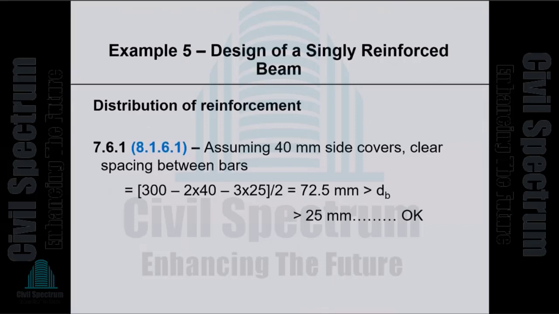Okay, now the crack control, the spacing of reinforcement. Assuming 40 millimeter side covers, clear spacing between bars that we have provided. We have a 300 millimeter wide section. We have two clear covers of 40 millimeters, and we have three bars that are 25 millimeter diameter. So we have a clear spacing of 72.5 millimeters. I didn't talk about these, but these are ACI requirements. The clear spacing has to be larger than the bar diameter, also larger than 1 inch. And both requirements are met.